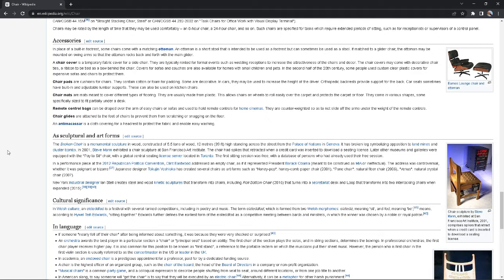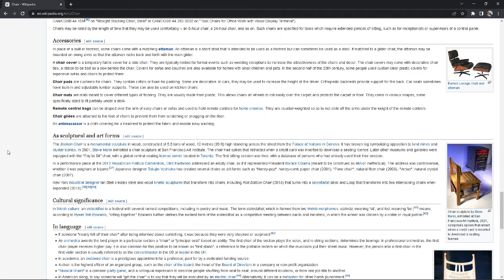Chair mats are mats meant to cover different types of flooring. They are usually made with plastic. This allows chairs on wheels to roll easily over the carpet and protects the carpet or floor. These come in various shapes, some specifically sized to fit under a desk.